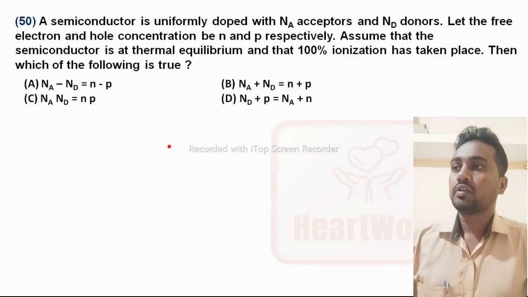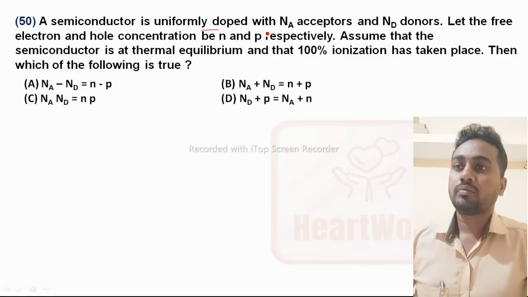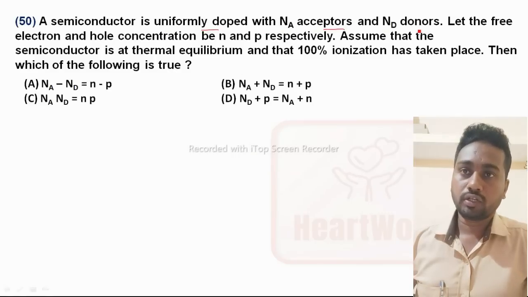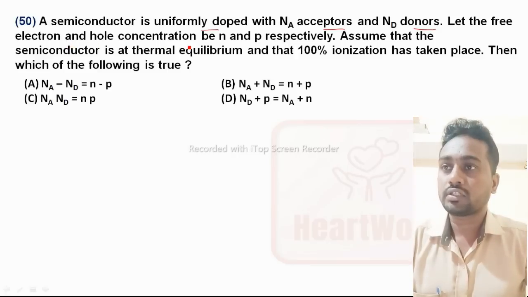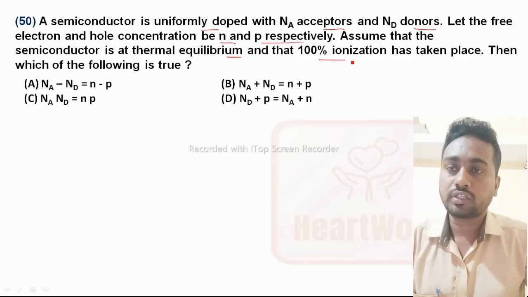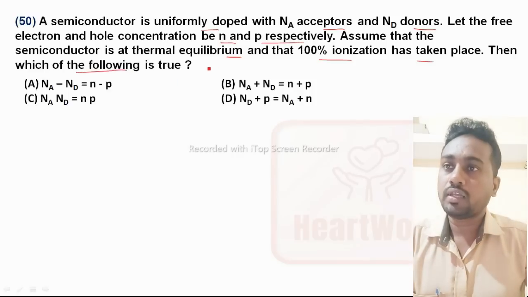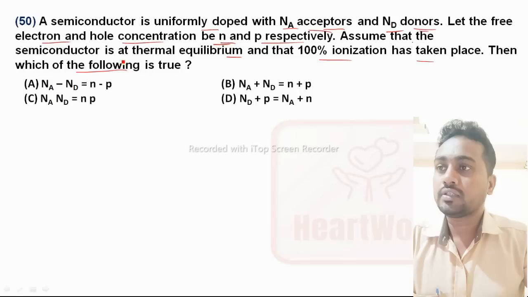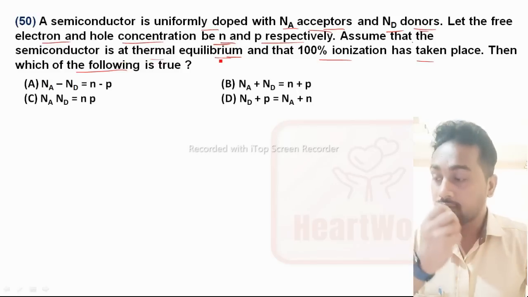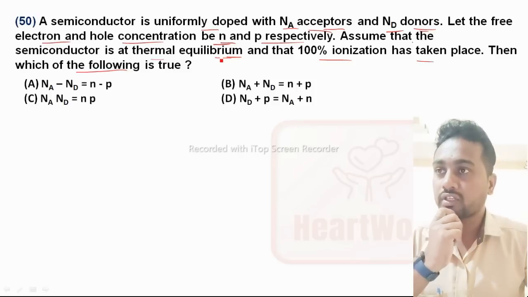Next, a semiconductor is uniformly doped with Na acceptor and Nd donors. Let the free electron and hole concentration be N and P respectively. Assume that the semiconductor is at thermal equilibrium and that 100% ionization has taken place. Then which of the following is true? Na means acceptor and Nd is donor. N is electron concentration and P is hole concentration, and the semiconductor is at thermal equilibrium, meaning there is no variation in temperature.